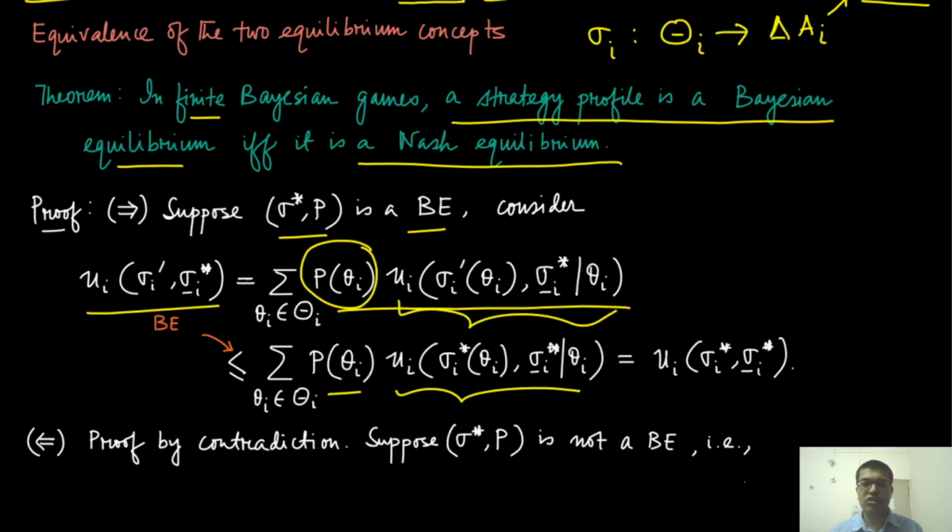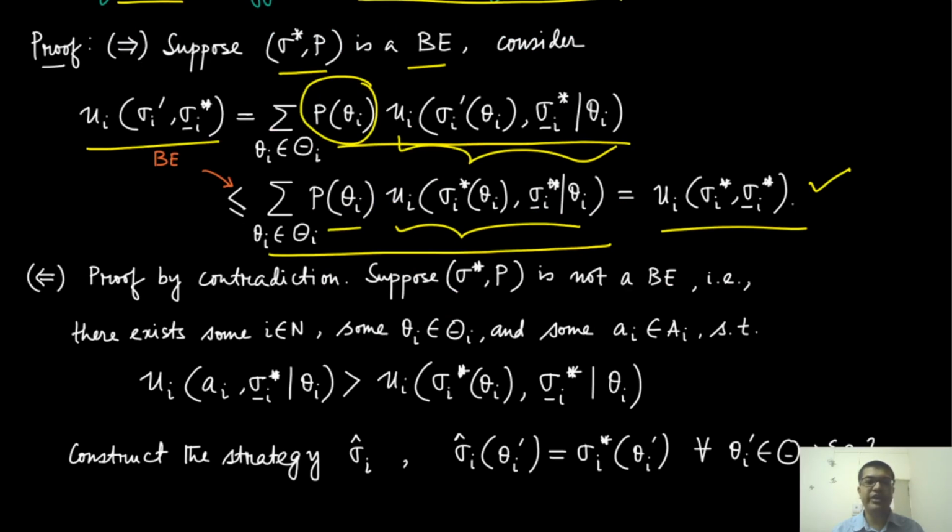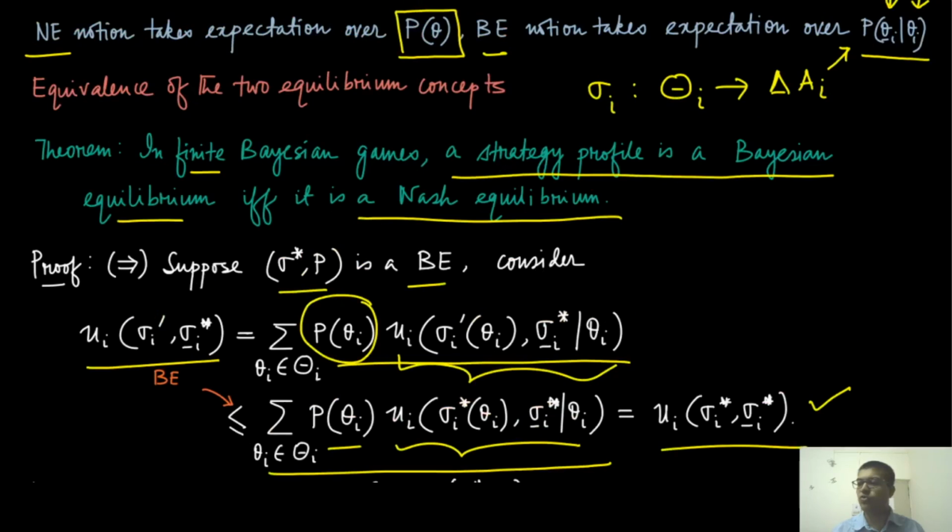These p(θ_i)'s are all non-negative quantities, actually all positive quantities, so this inequality will not get flipped. When you look at this expression here, it is nothing but the utility of player i when it is also picking σ_i*. So this is what we wanted to show. This is the definition of Nash equilibrium. So we have shown that if (σ*, p) is a Bayesian equilibrium, it is also a Nash equilibrium. The other direction we will prove via contradiction. That is, we have to prove that if it is a Nash equilibrium, it has to be a Bayesian equilibrium. Rather, we will say that if it is not a Bayesian equilibrium, then we will show that it cannot be a Nash equilibrium either.